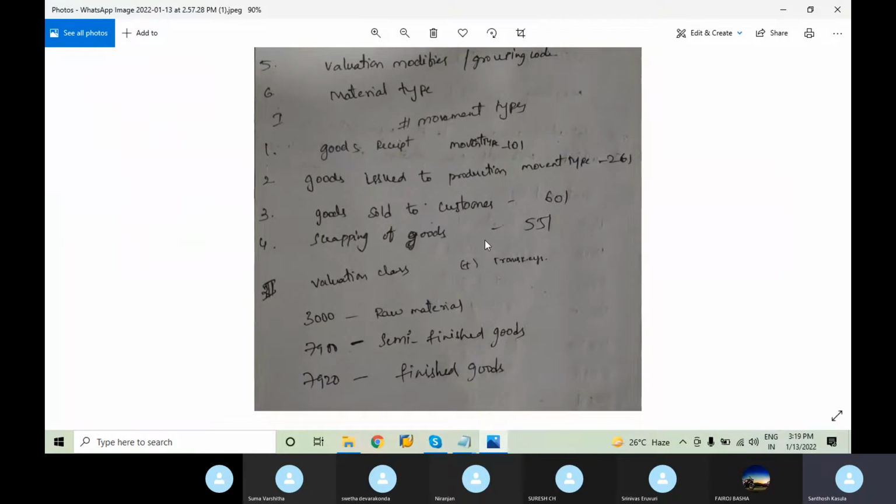So, valuation class. In an organization we have multiple types of materials such as raw material, finished goods, and semi-finished goods. For this we need to classify the material. 3000 is a standard basically. 3000 indicates raw material, that's a valuation class. 7900 indicates semi-finished goods, and 7920 indicates finished goods. Whenever we see this valuation class, it indicates that these goods are related to finished goods, these goods are related to semi-finished goods. So this is basically valuation class.